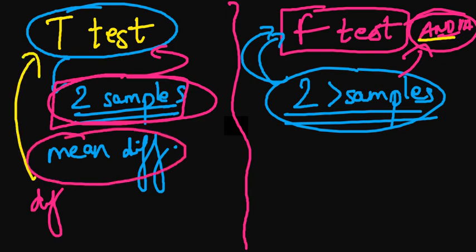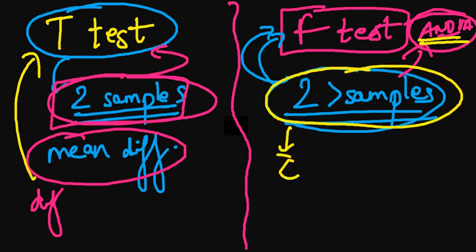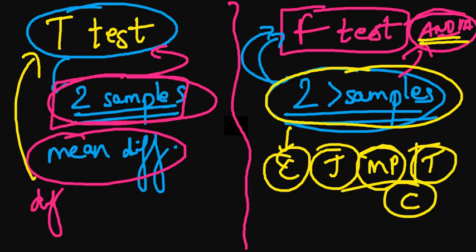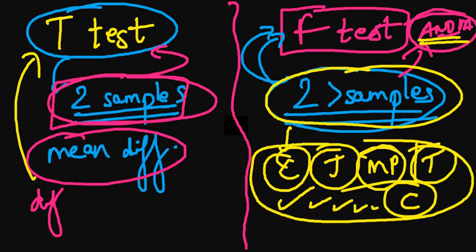And whenever you are having ANOVA, or you are having more than 2 samples, let's suppose for this example, coffee, juice, and margarita pizza, or we can say tea, or we can say chowmein, whatever we want to say. So for all these groups, what we will use is our f-test or ANOVA. So this is the primary basic difference.